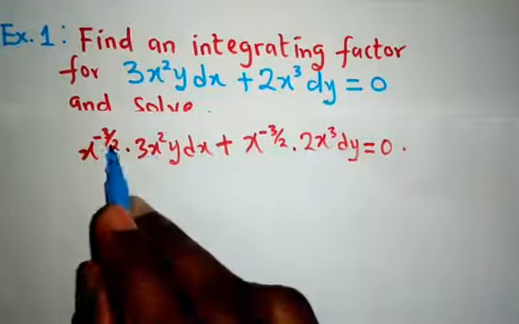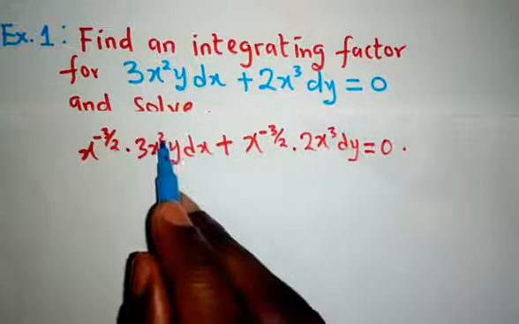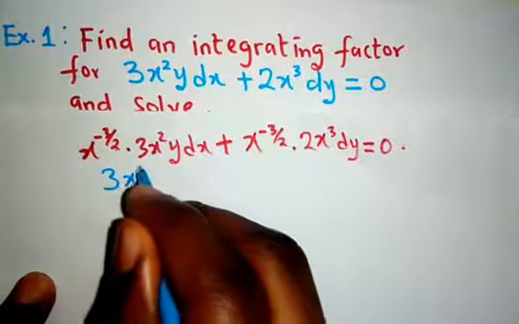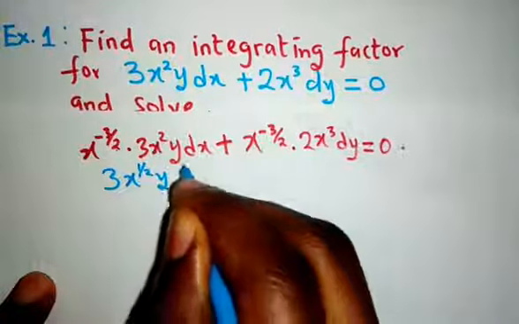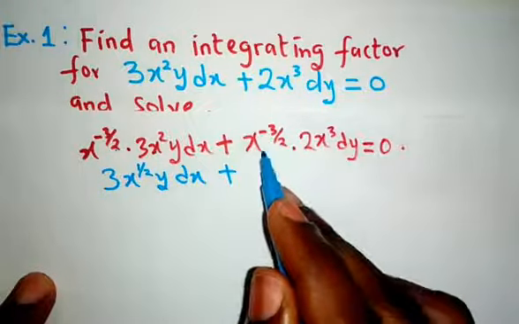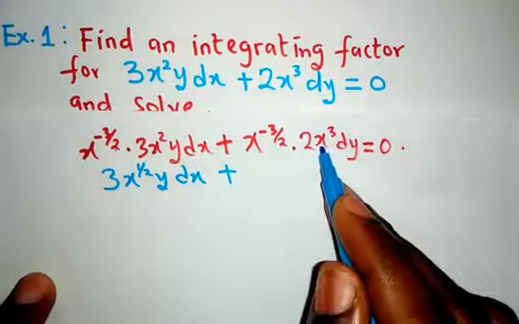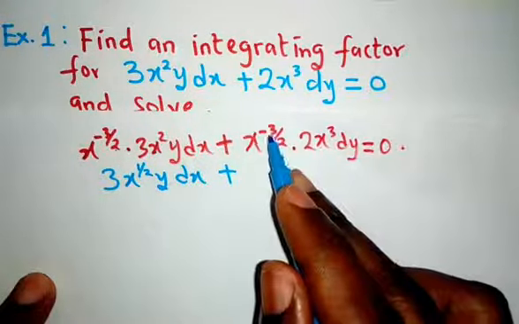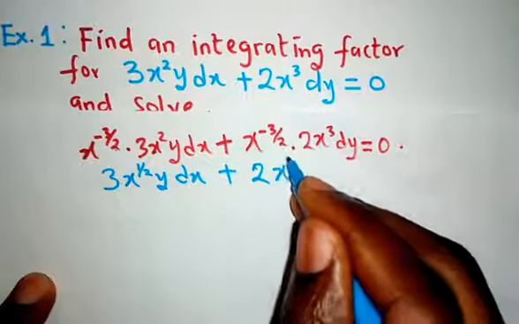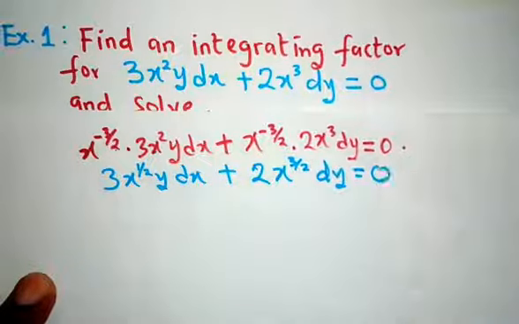Now, by the law of indices, we can add up the powers of x. Minus 3 over 2 plus 2 gives 1 over 2. So we have 3x to the power of 1 over 2 y dx plus, multiplying x to the power of minus 3 over 2 times x to the power of 3, by indices we add up the powers, and that gives us 2x to the power of 3 over 2 dy equals 0.